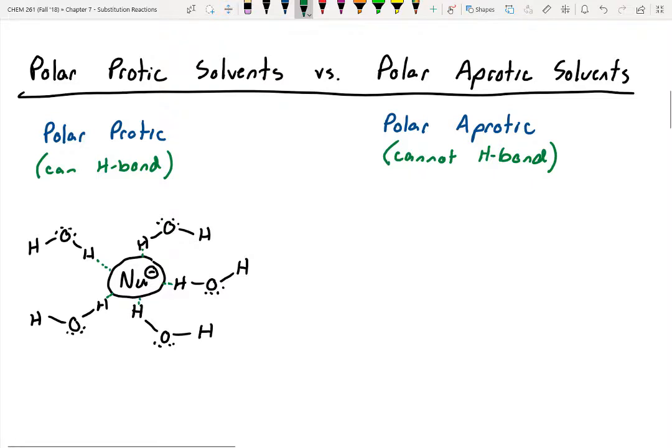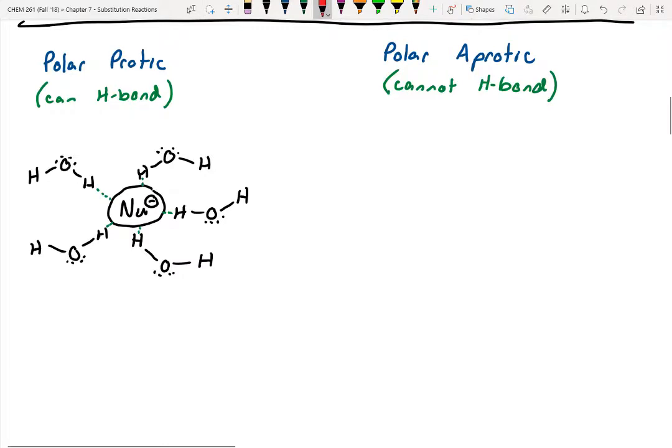Stabilizing, okay? So let's make some notes. So the nucleophile can H bond to protic solvents. This stabilizes the nucleophile.